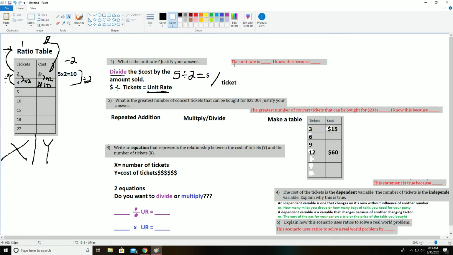So you're going to answer this, and here's a sentence frame that you can use. The unit rate is blank. I know this because... so that's a sentence stem you can use. But that's how you find your unit rate and justify it.